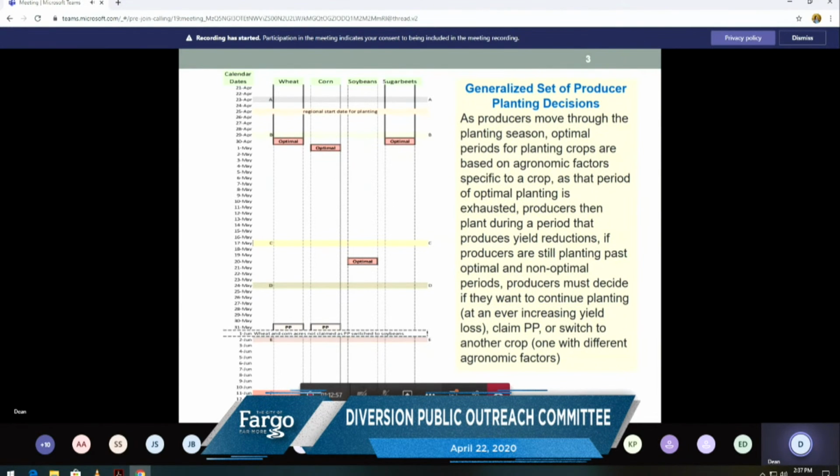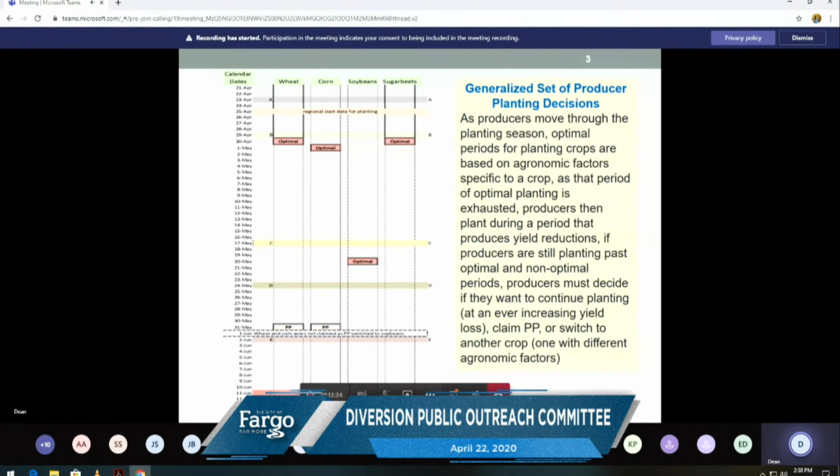Ultimately, they come to a point in the planting period where they have to make a decision on whether they want to continue to plant the crop that they're planting at a substantially increased yield loss, or switch that crop to another crop that is more suited to being planted at that point in time, or claim PP, meaning prevent plant. And so we have dates in the analysis that correspond with federal crop insurance provisions, and they're specific to the region that we're dealing with.